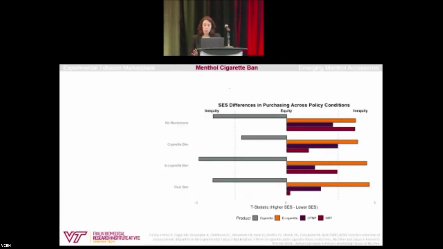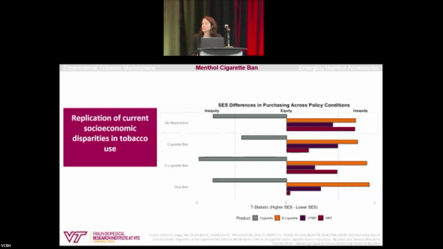So we looked at 4 product categories that you can see in the legend. Negative values mean lower SES individuals demanded more of that product compared to higher SES, while positive values mean they demanded less. In the middle between the dashed lines, I'm calling it the equity zone because there were no significant differences between the groups. And on the left and right, outside the dashed lines, we have inequity, where there were significant differences between the groups.